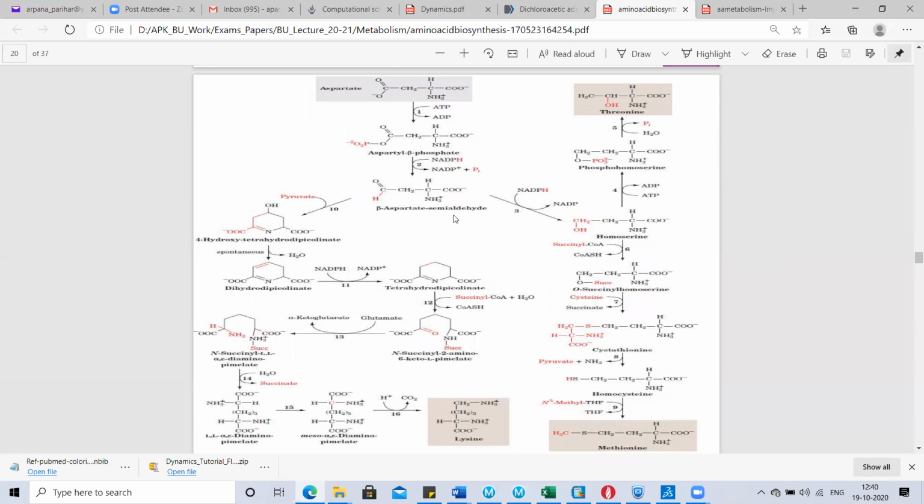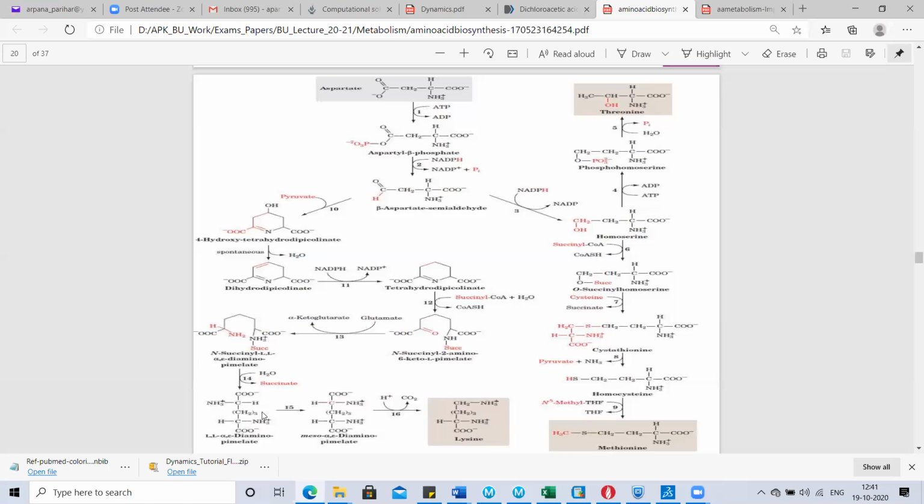and this aspartyl beta phosphate is converted into aspartate semialdehyde, which upon addition of pyruvate forms 4-hydroxy tetrahydrodipicolinate, and this 4-hydroxy tetrahydrodipicolinate is converted into dihydrodipicolinate, which is converted back into tetrahydrodipicolinate. This tetrahydrodipicolinate interacts with succinyl CoA and produces succinyl 2-amino 6-keto pimelate. Okay, this pimelate interacts with glutamate and gets converted into N-succinyl diaminopimelate.